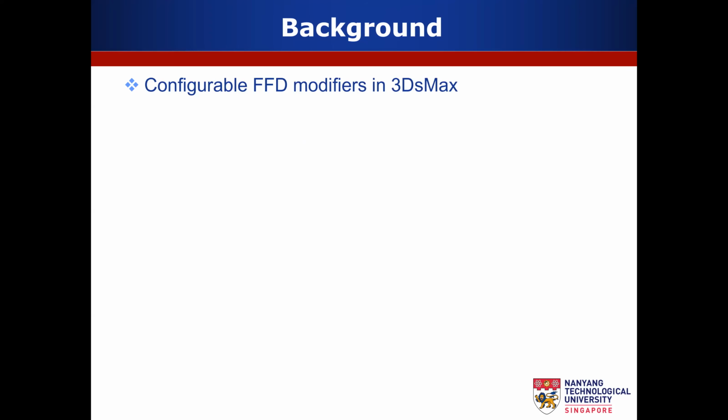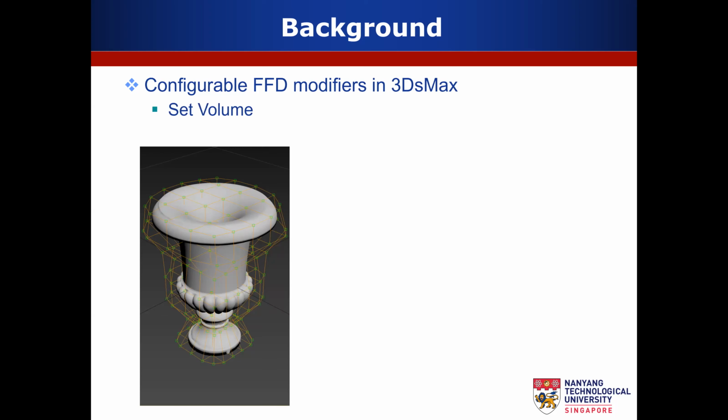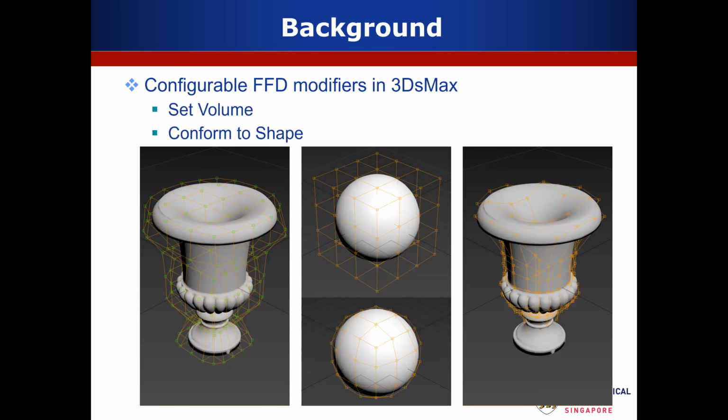To overcome the first limitation, 3ds Max offers a configurable FFD modifier. To conform the lattice to an object, the set volume function allows the user to set the initial lattice manually. However, this process could be done only at the initial stage, and is also tedious. The conform to shape function is provided to fit the control points to the shape of the object automatically. However, this function may not work well for objects with complicated shapes.